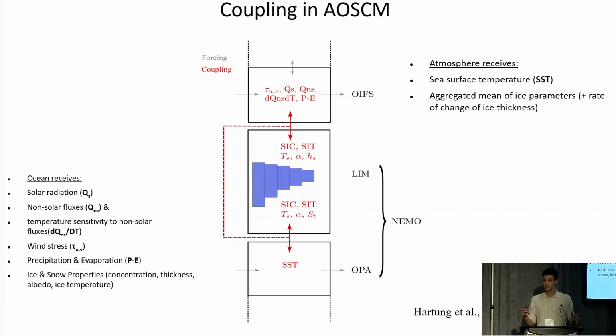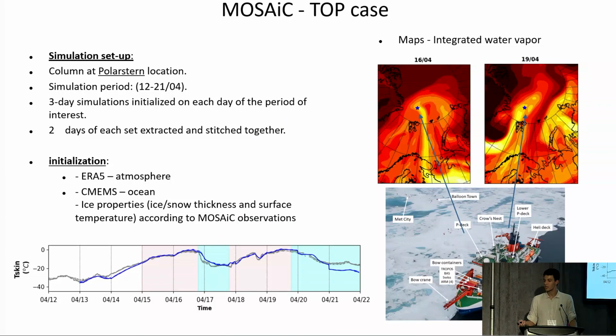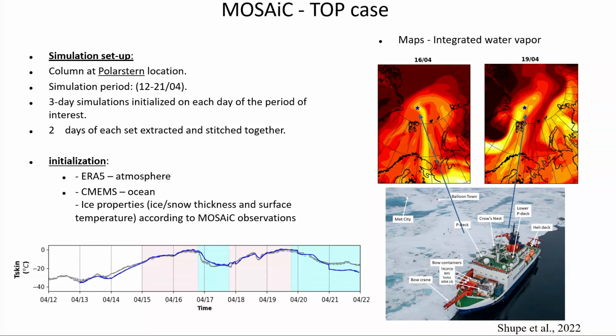So we can take all that and apply it on a real case scenario, that is the TOP case, the 10-day period between 12 and 22, let's say, of April in 2020. We can position our column on the location of Polarstern, so we can have this direct comparison between observations and simulations. And you can see the star represents the location of Polarstern. You can see the atmospheric rivers reaching that location, and you can see what they are doing to the temperature at the surface.